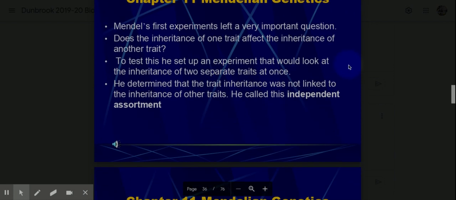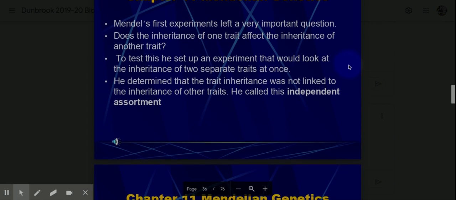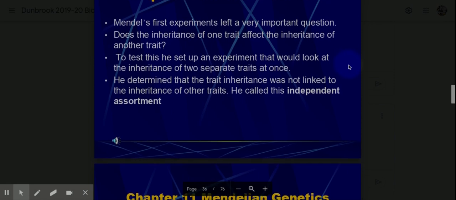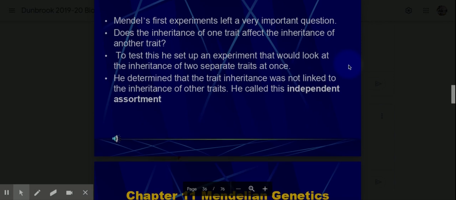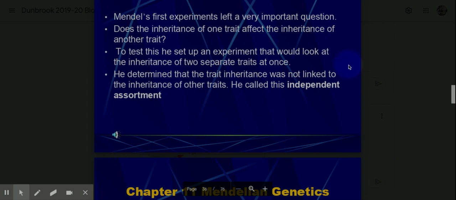So here now we're going to shift gears a little bit. We're going to talk about whether inheriting one trait necessarily means that you have to inherit another trait. For instance, if you have blonde hair, do you always get blue eyes? Or if you have red hair, do you always have freckles? And the answer to this question is, it depends. Sometimes you will inherit traits together. If you get one, you get the other, like a package deal. However, sometimes they do not influence one another's inheritance.